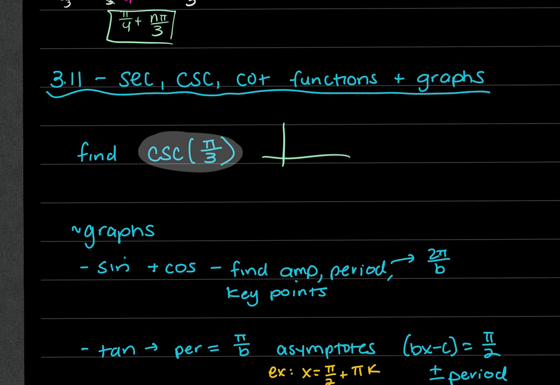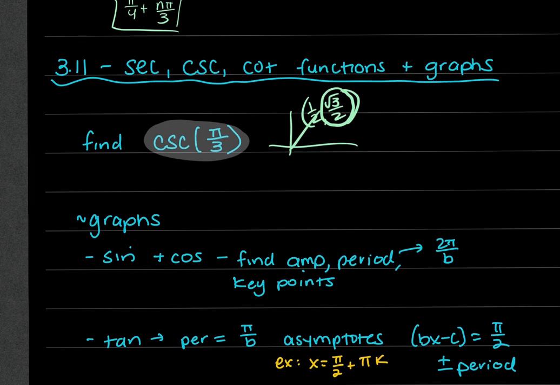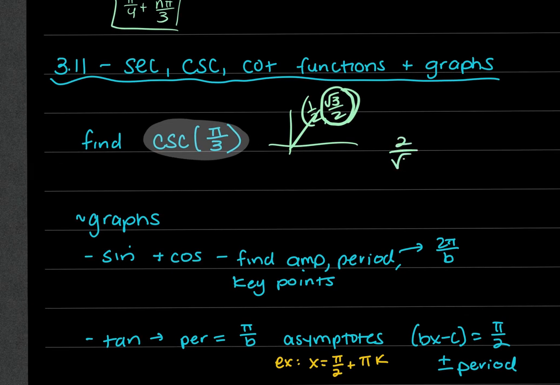And I would say, what's the sine at pi over 3? It's root 3 over 2. The coordinate point is 1/2 and root 3 over 2, so the sine is root 3 over 2. And I flip it. So I get 2 over root 3, and it gets rationalized to 2 root 3 over 3.